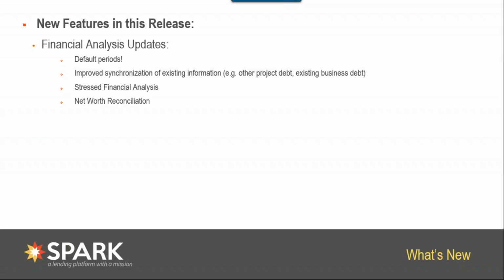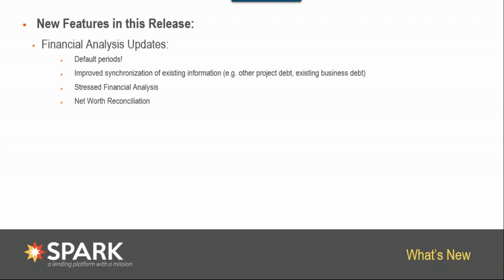We've also improved the synchronization of the debt schedule. What that means is essentially the other project debt, which is going to be any additional financing from the terms section, is now going to flow directly into the debt schedule for your financial analysis, as well as any existing business debt is also going to be documented from the entity's debt schedule, and it's going to be automatically flowing into Spark. And if you need to override any of these two debt schedules, you can also do that. But just know that if you put it into the new and improved debt schedule we built, that's going to flow into your financial analysis.